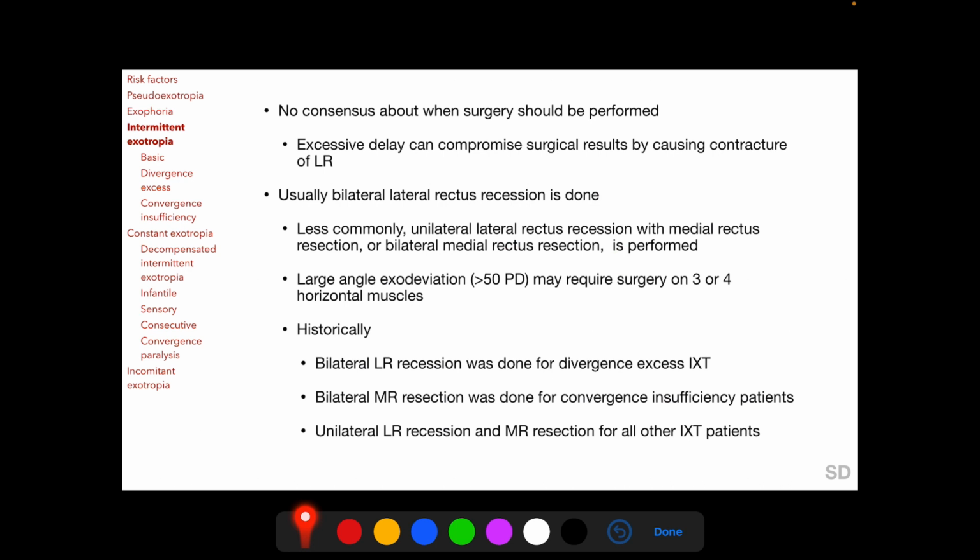Recession of lateral rectus muscle weakens the lateral rectus muscle, and the lateral rectus muscle being an abductor of the eye, weakening of the lateral rectus muscle decreases the outward deviation of the eye. And in a resection procedure of a medial rectus muscle, the medial rectus muscle is strengthened, and medial rectus being an adductor of the eye, the outward deviation of the eye in an exodeviation is reduced. Large angle exodeviation of more than 50 prism diopters may require surgery on 3 or 4 horizontal muscles.